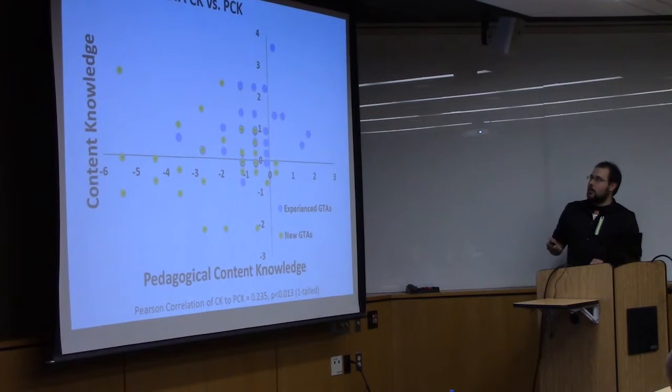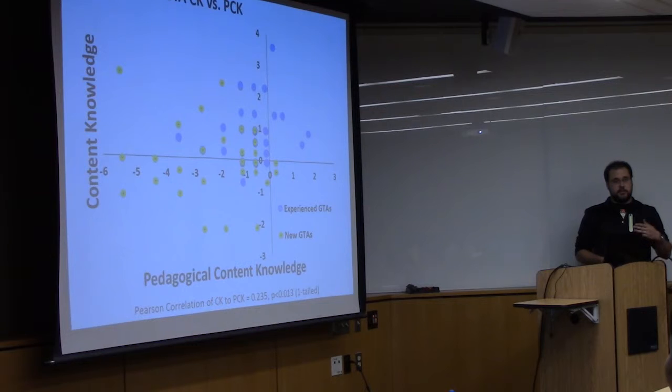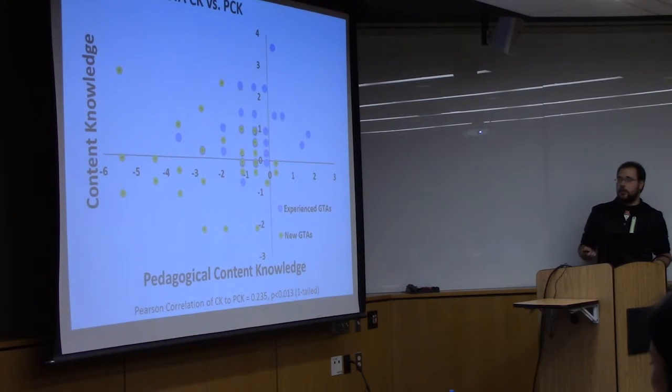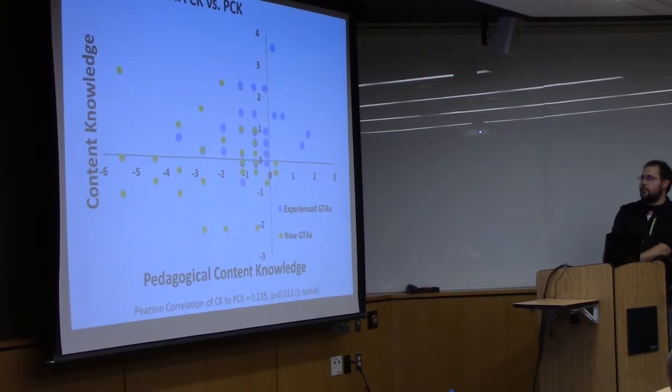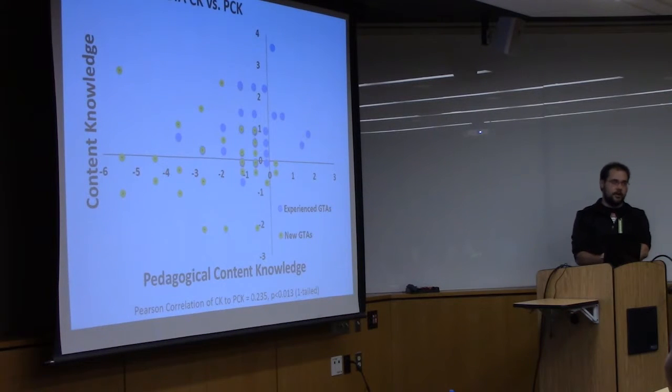Here we have a correlation between the content knowledge and the pedagogical content knowledge. And this just kind of maps out the logit scales of one against the other. And what we see here is there is a small but positive correlation. So that means that as your content knowledge increases, you're more likely to have pedagogical content knowledge. The extent of that is not proved or disproven by this correlation. We just know that it's there.